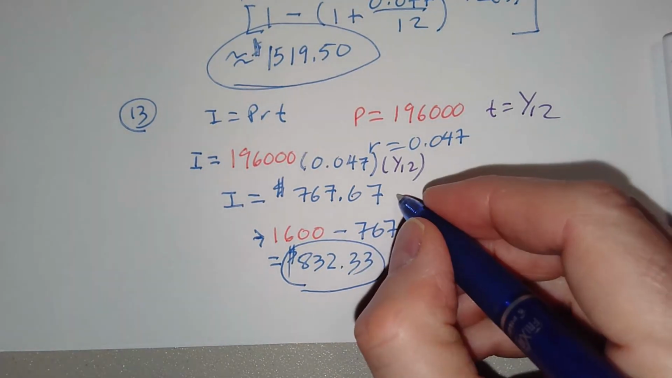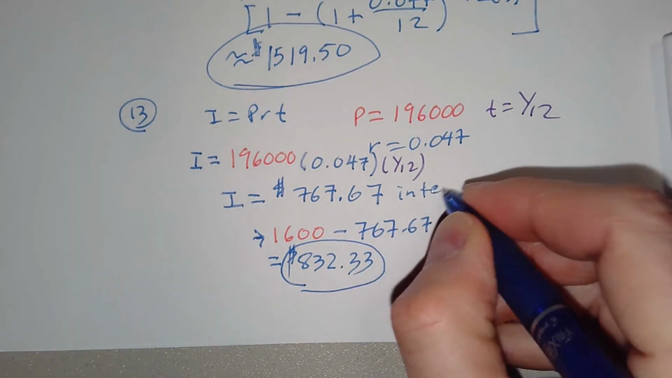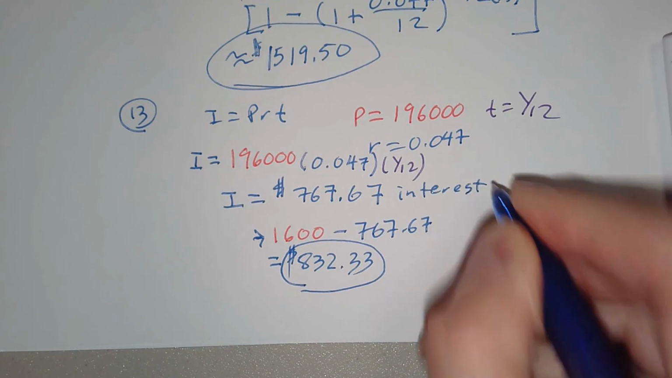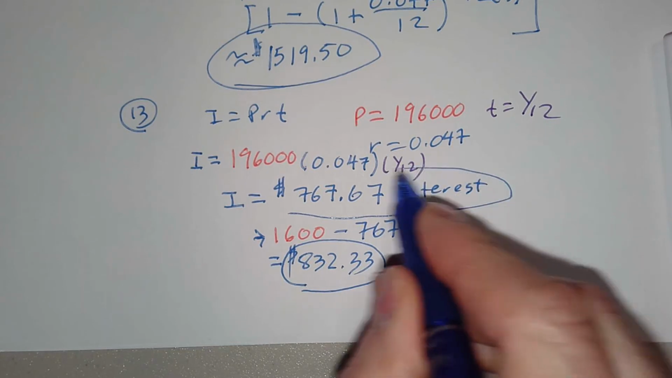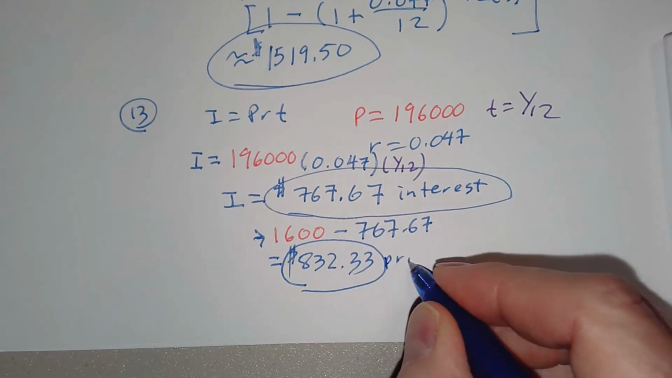So this was interest. So that's how much went towards interest. And this is how much went towards principal.